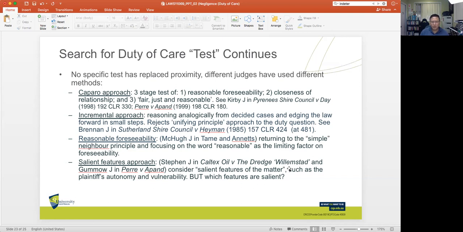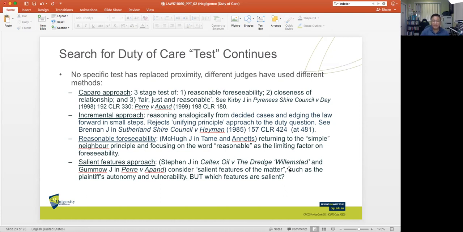There's also an incremental approach, reasoning analogically from decided cases and edging the law forward in small steps, so that the attempt is to examine, under this particular case's facts, whether or not, given that there are certain recognized classes of cases or persons where there is a duty of care, it can be said that it can also apply by analogy to this particular scenario, to this particular plaintiff. So that is an incremental approach.